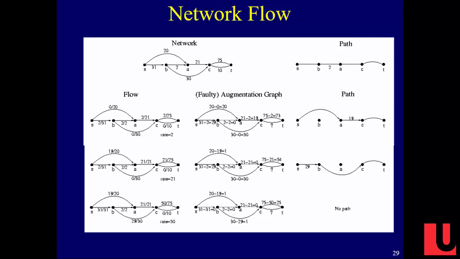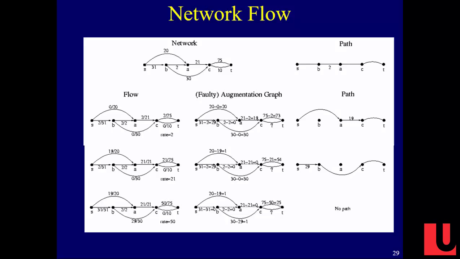And now, if you take the augmentation graph, it shows you where you're allowed to push more flow, and you can see there's no path. Everybody kind of buy the concept? Everybody remember what network flows is? Everybody got the basic algorithm here?